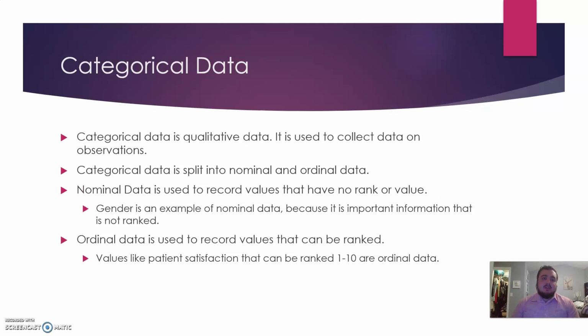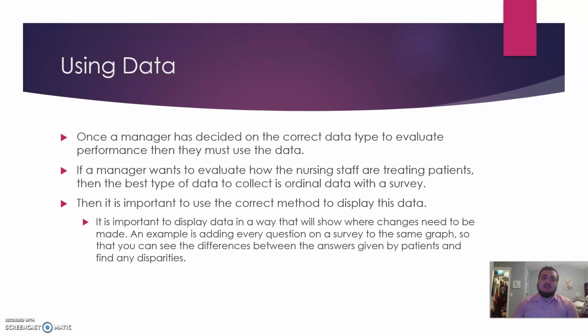Categorical data. Categorical data is qualitative data. It is used to collect data on observations. Categorical data is split into nominal and ordinal data. Nominal data is used to record values that have no rank or value. Gender is an example of nominal data because it's important information that is not ranked. Ordinal data is used to record values that can be ranked. Values like patient satisfaction that can be ranked 1 to 10 are ordinal data.